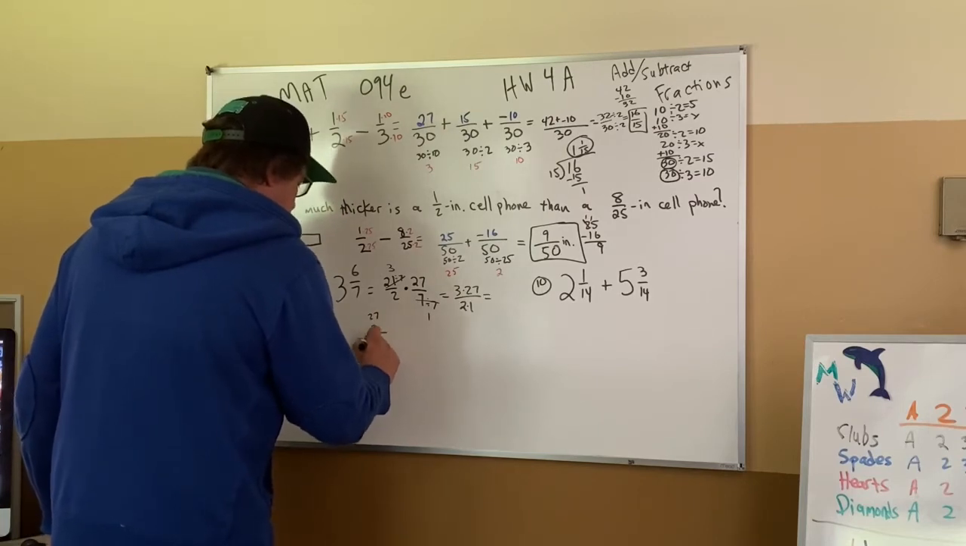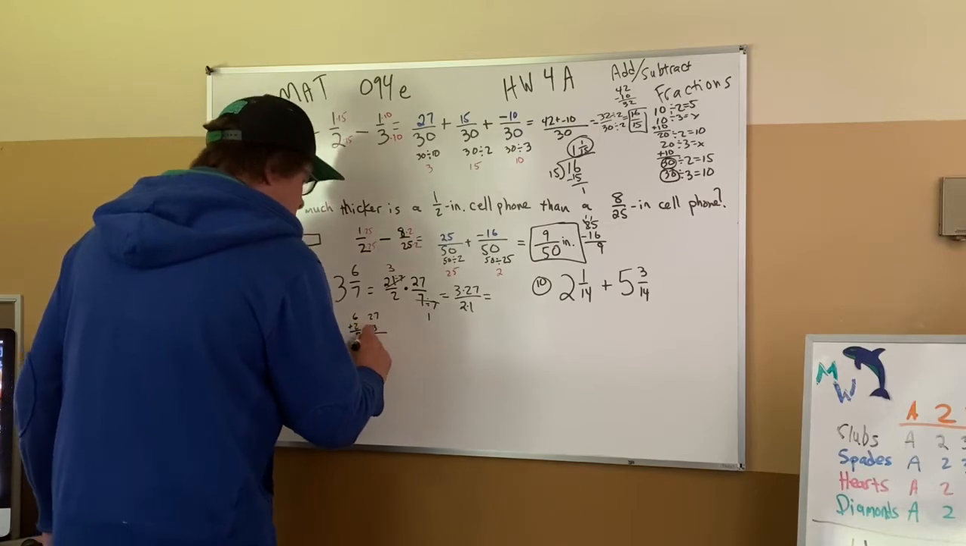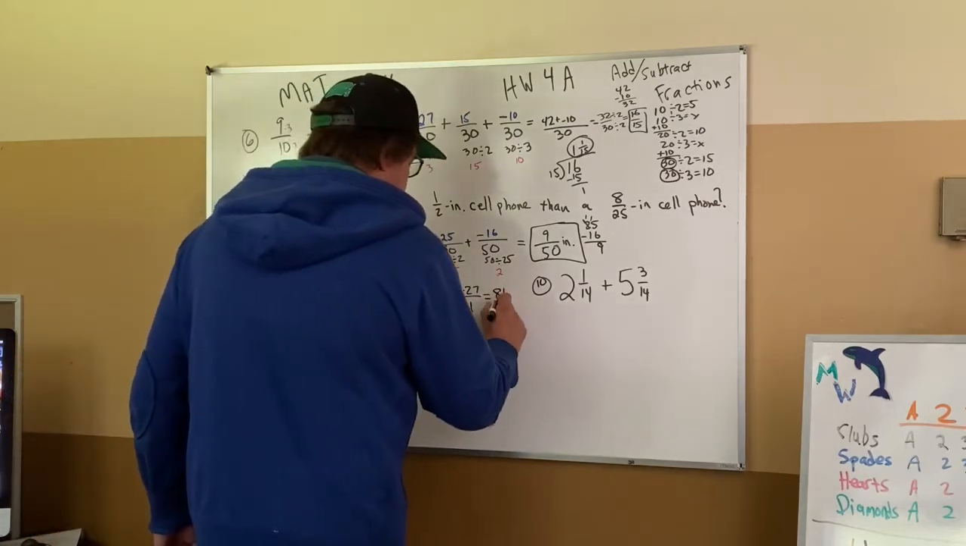3 times 7 is 21. Here's the 2 for 20. 3 times 2 is 6. 81. 2 times 1 is 2.